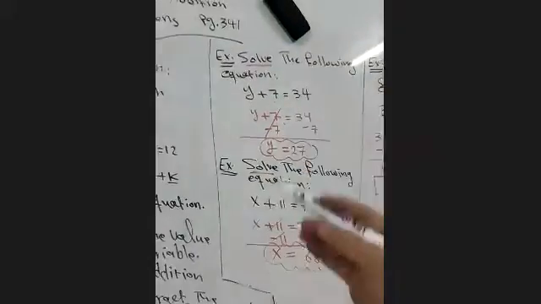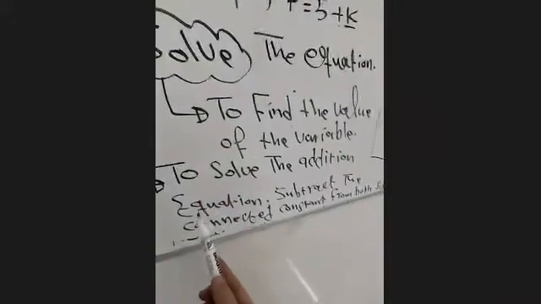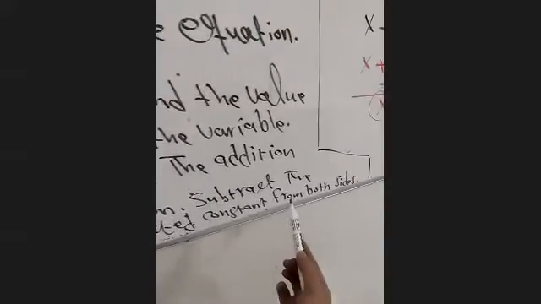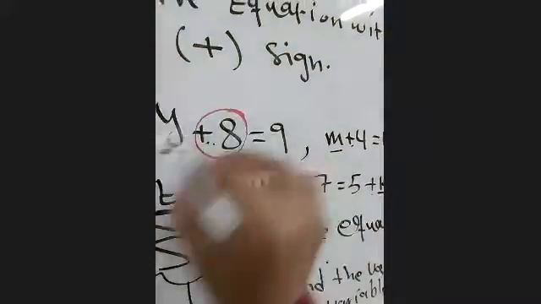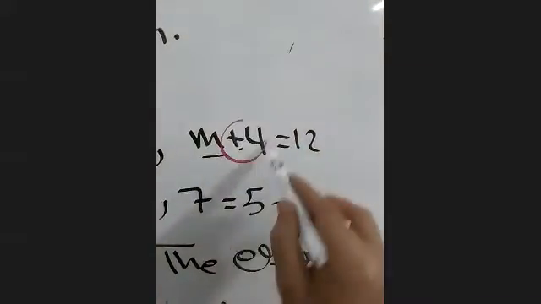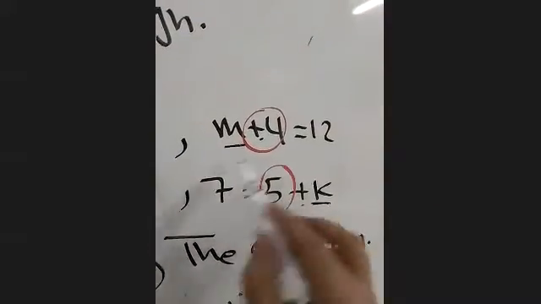Solve means finding the value of the variable. How do we solve the equation? Subtract the connected constant from both sides. What's the connected constant with the variable? Here plus 8, here plus 9, here plus 4, here plus 5. Don't forget that.